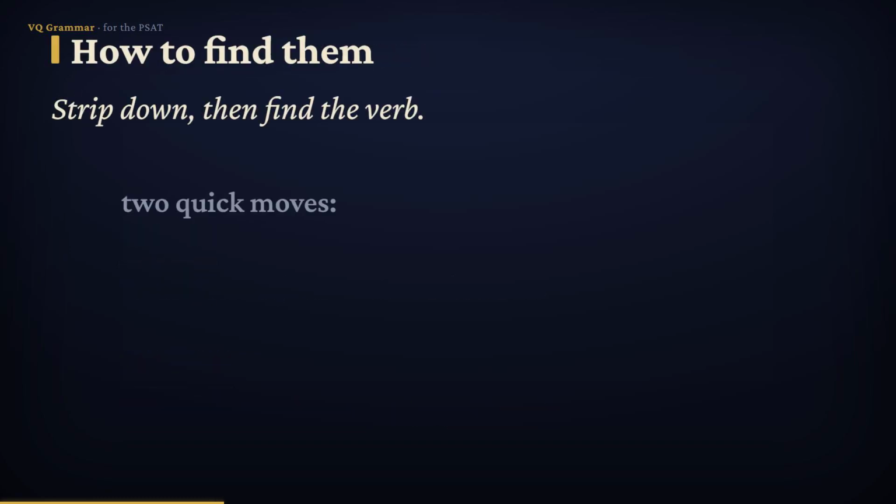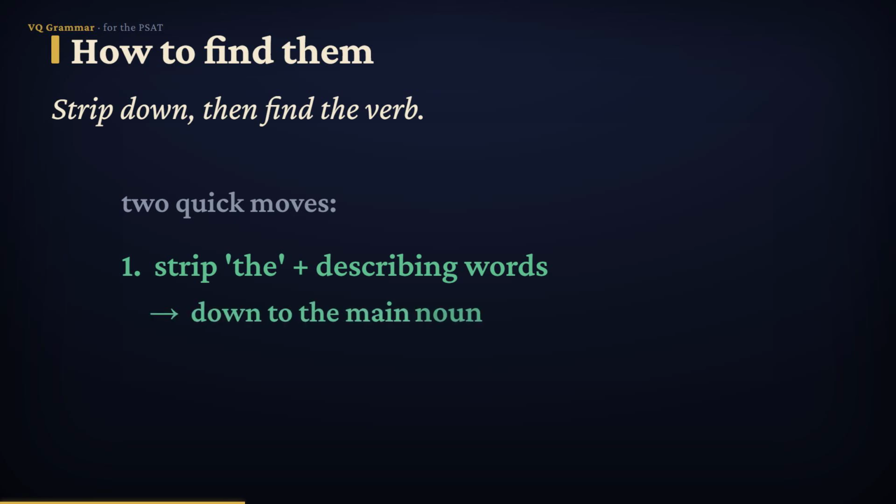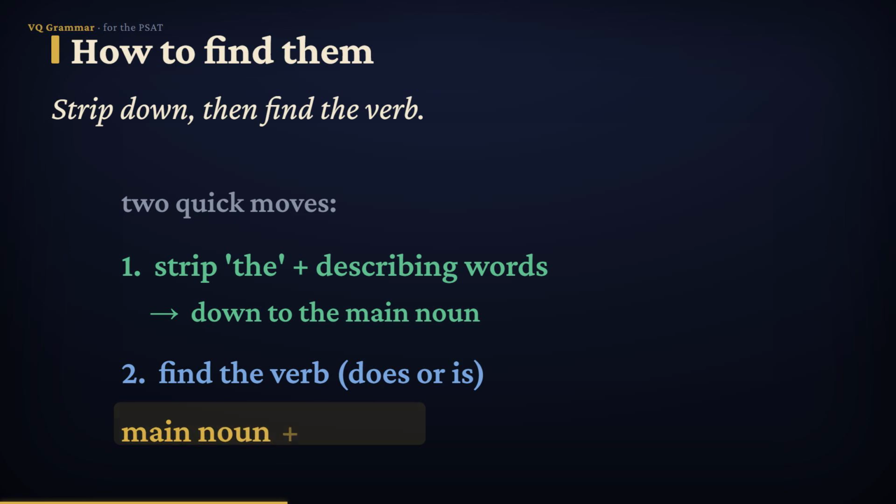So how do you find them? Two quick moves. First, for the subject, strip away the little word the and any describing words until you reach the one main noun underneath. That main noun is your simple subject. Second, for the predicate, find the verb, the word that tells what the subject does or is. That verb is your simple predicate. Main noun plus its verb, and you found the core of any sentence.